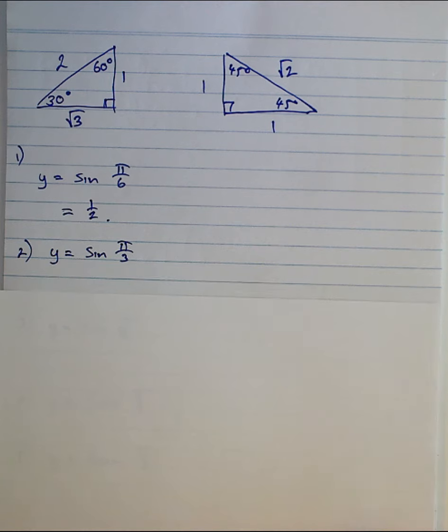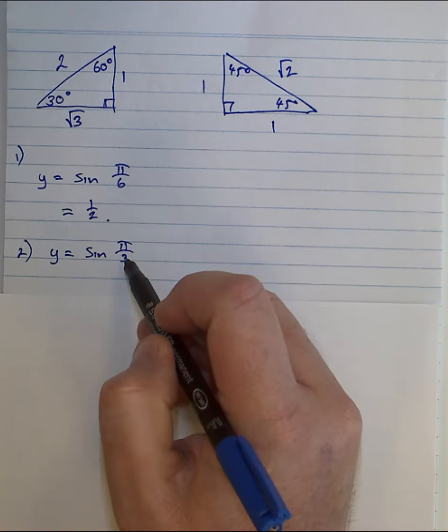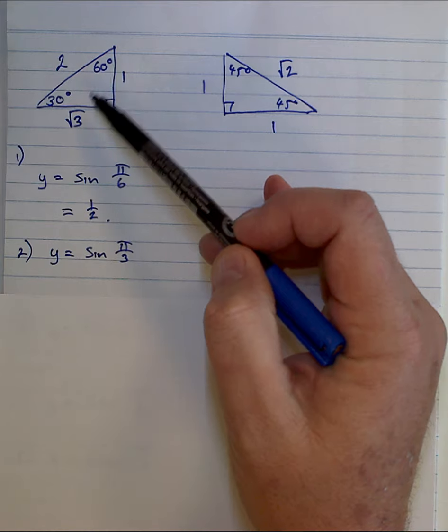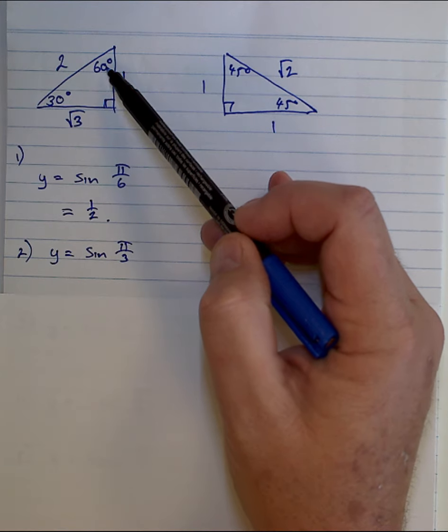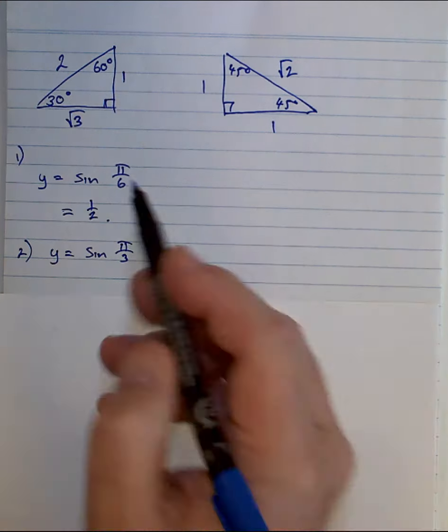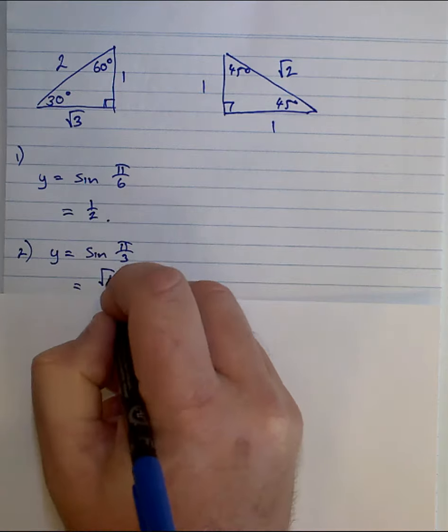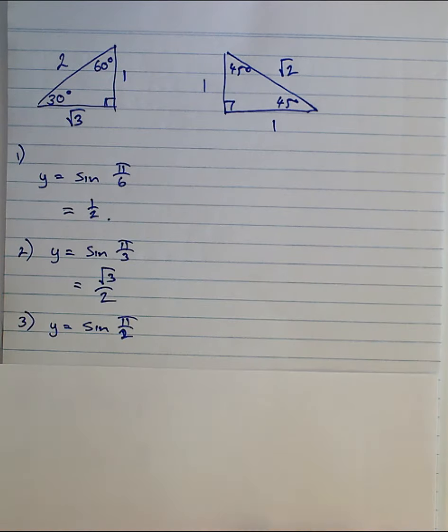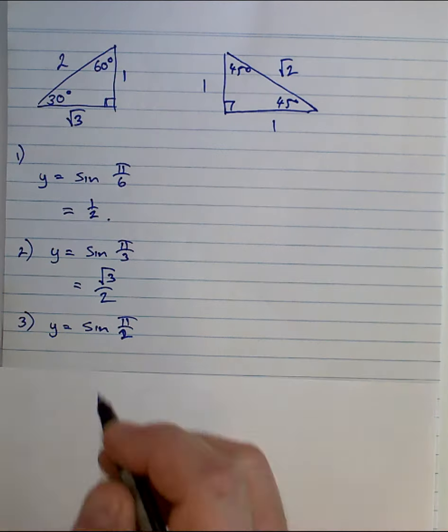Same for sine pi on 3. 180 divided by 3 is 60, so I go to my 60. Sine is the opposite over the hypotenuse, so I've got root 3 over 2. Now, for sine pi on 2, I'll just go straight to the sine curve. So that's sine of 90 degrees, and we can find that that is just 1.